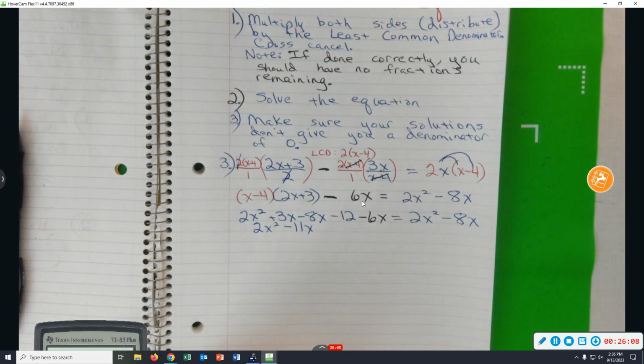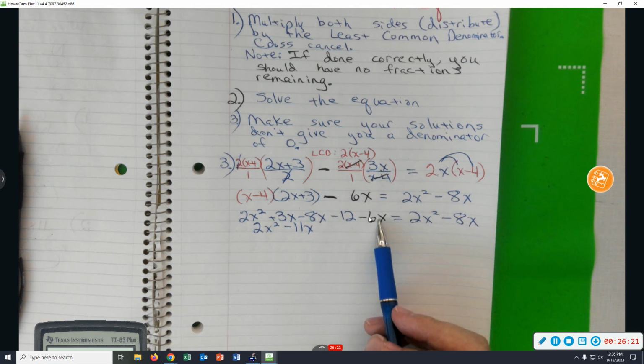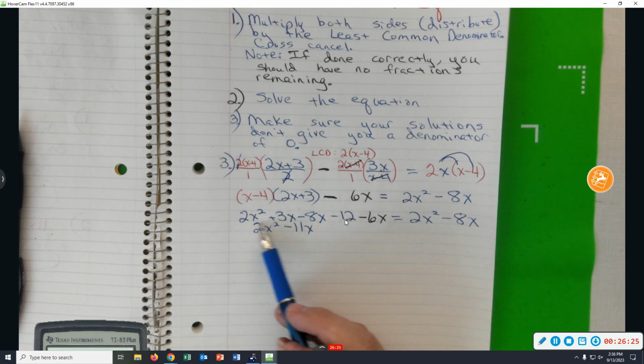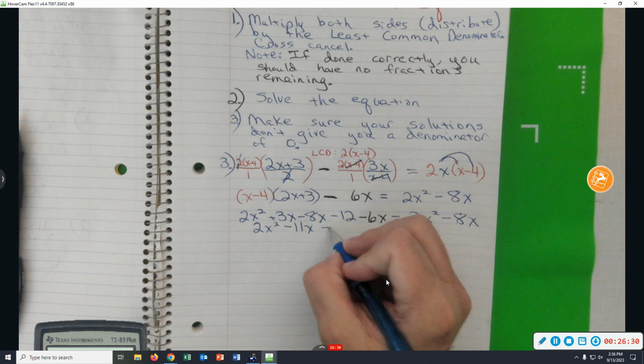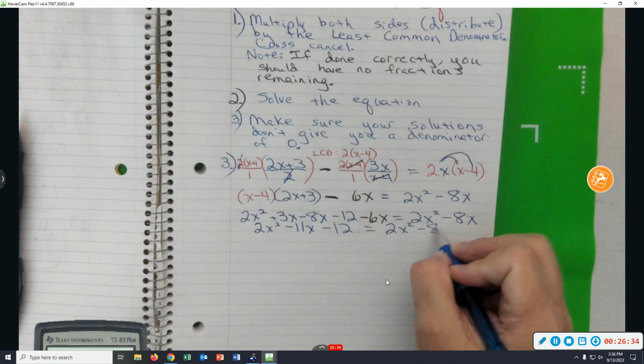We still have something on the left side. What is it? No, net 3x minus 8x. That's a negative 5x minus 6x gave us a negative 11x. What else have we got here? The minus 12, I agree. And we still have a 2x squared minus 8x.